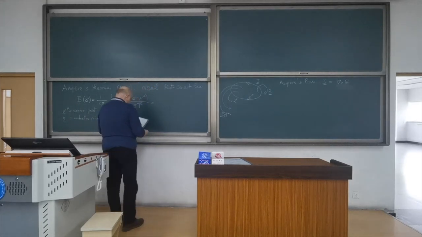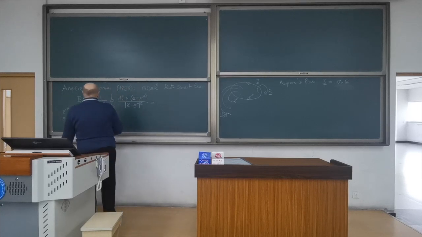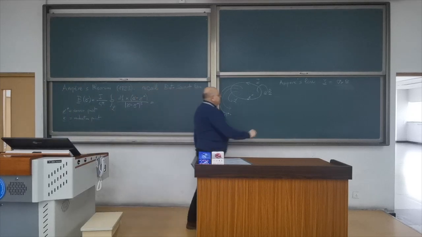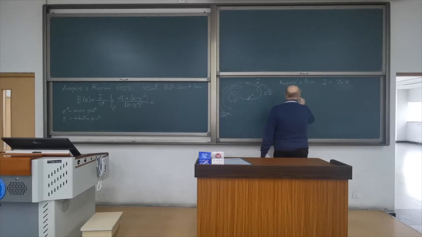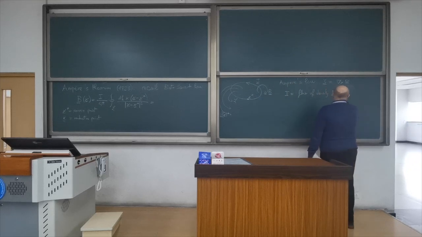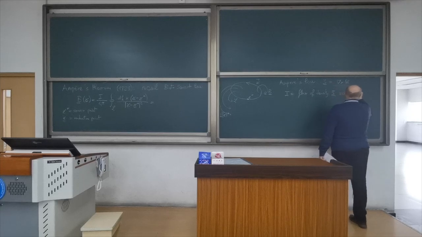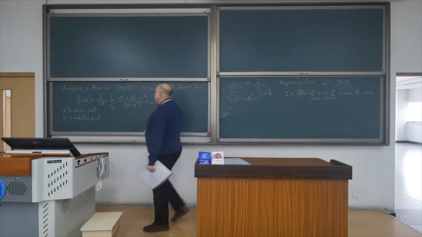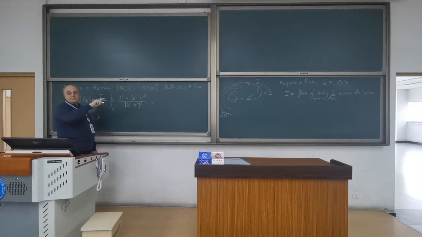And what do we do? Okay, first of all, a little bit of exercise here. I'm sorry, I forgot I. I is the current. I is the flux of density J, this current density, across the wire cross section. Okay, so this is the current density, and this is just the intensity of the current.